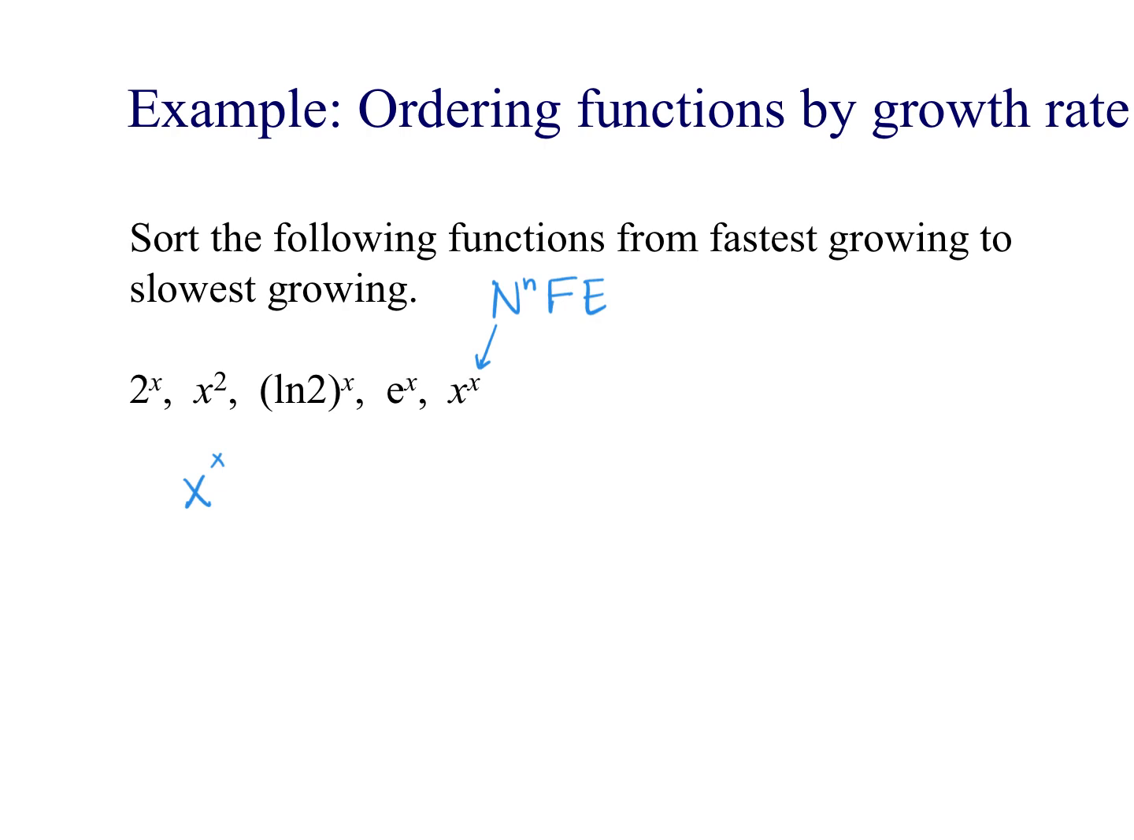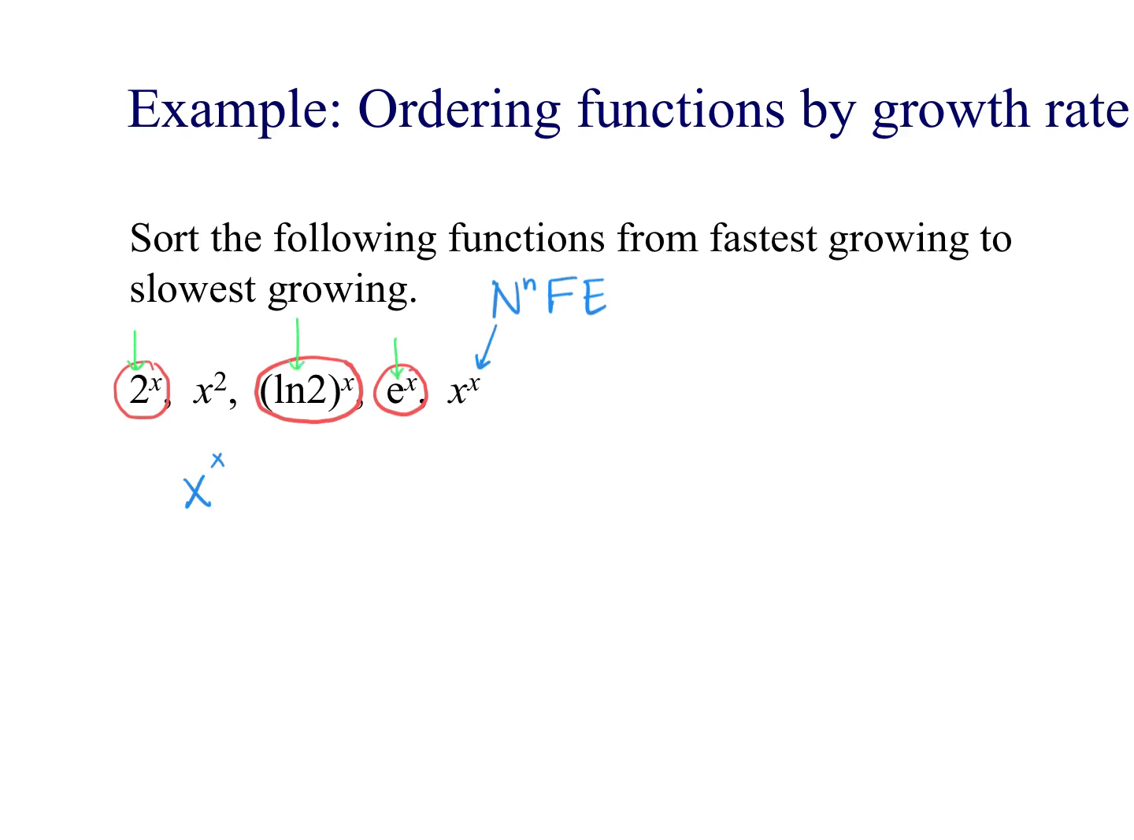Our exponentials: 2 to the x is an exponential, e to the x is an exponential, but so is the natural log of 2 to the x. That is also an exponential function because the natural log of 2 is a constant, just like 2 and just like e. So how do you put those in order? Which one would you put first? Well, you want to compare the relative values of 2 and e and the natural log of 2.